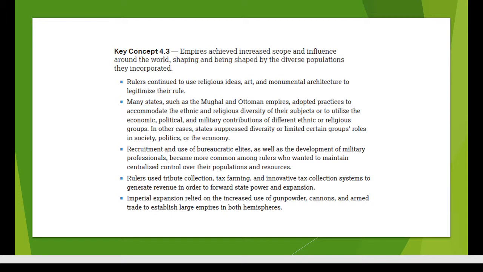This would actually be a pretty good DBQ prompt, in my opinion, if they talked about the various ways empires have legitimized their rule throughout history. Remember, that's what gives them the right to be in charge. So we have the divine right of kings in Europe. You have the Ottoman miniature paintings. You have monumental architecture like the Taj Mahal in India, the Blue Mosque in the Ottoman Empire.